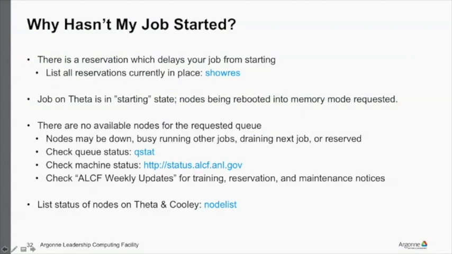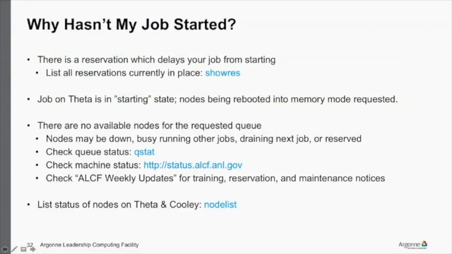Again, you can check the status with qstat. You can go to the activity page. Also, every Friday we send a weekly updates email. We advertise all of the upcoming reservations, for example this workshop or preventative maintenance, and so that is a good source of information if you want to plan the next week or two out. And if you want to, you can get a list of the status of all the nodes on both Theta and Cooley using the nodelist command.